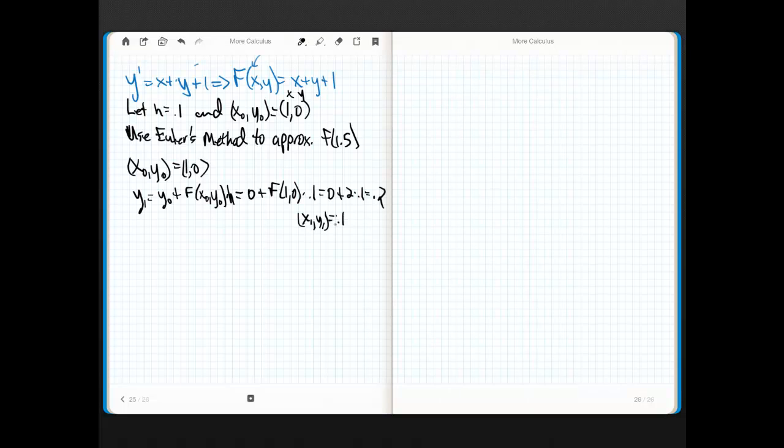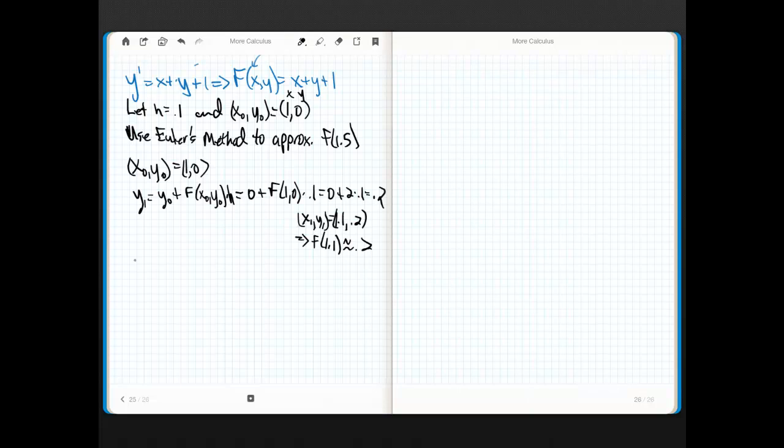Or excuse me, 1.1 because of my h. I added 0.1 to 1, comma 0.2. Now this implies that f of 1.1 is approximately 0.2. See how that works?